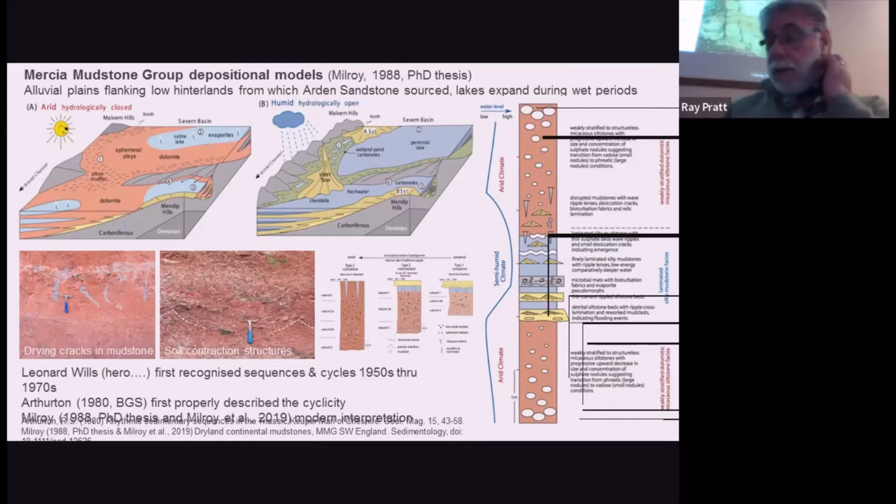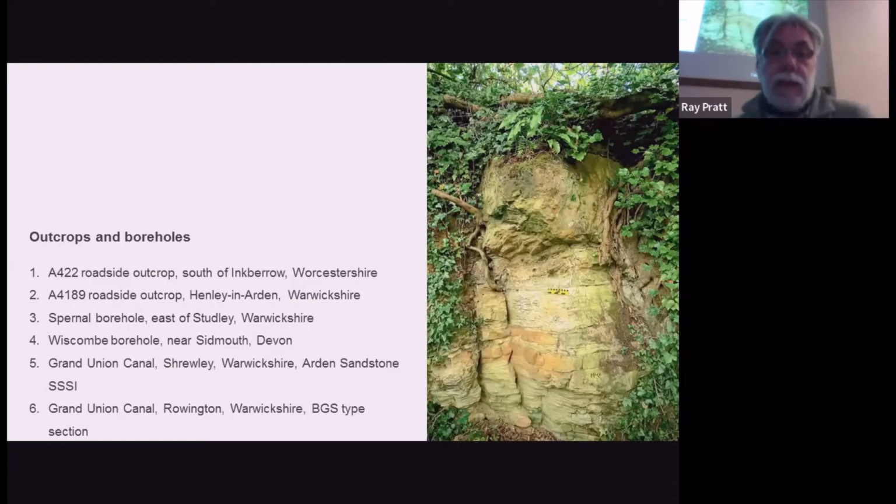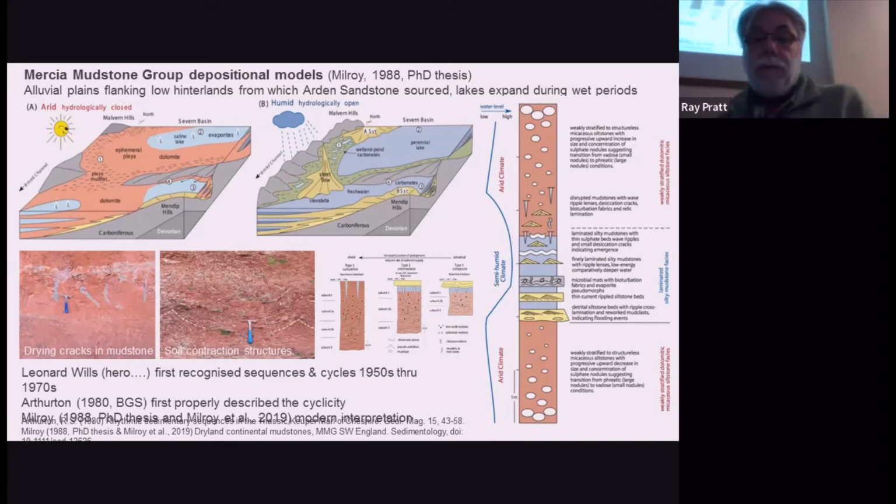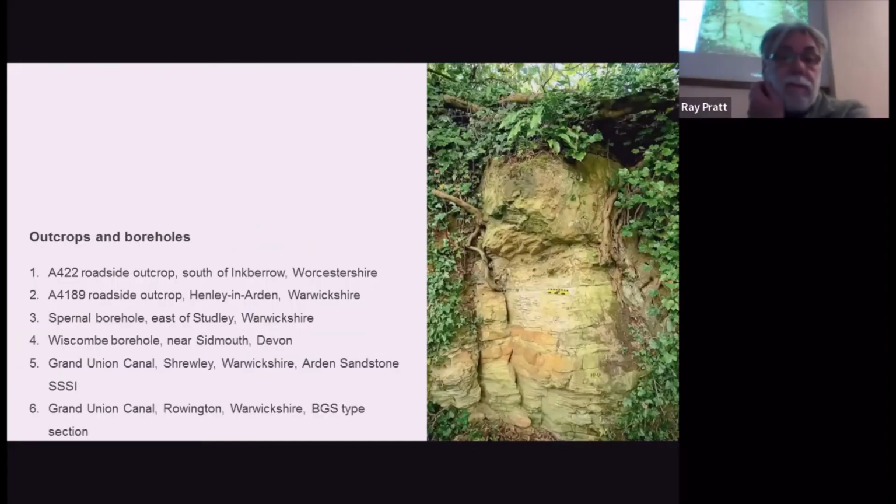So let's take a look at some of the outcrops of the Arden Sandstone, having set the scene. So we have Mercia Mudstone Groups, which we recognise as this arid playa mudflats in which lakes developed. And on the lake margins, there are soils and thin sandstones flank the lake margins. So let's now go and look at the Arden Sandstone.